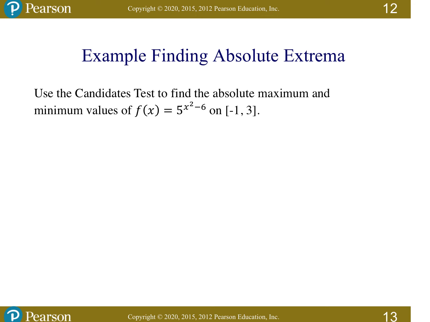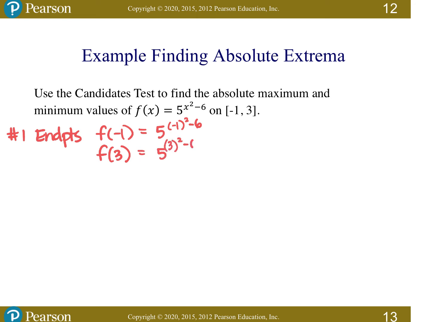So number 1, we want to find our endpoints. That would be f of negative 1 and f of 3. That would be plugging in negative 1 into the equation, and the other one would be plugging in 3 into the equation. And then number 2, we'll be doing our critical points. I'm going to assign these to different people with calculators to figure them out for us.